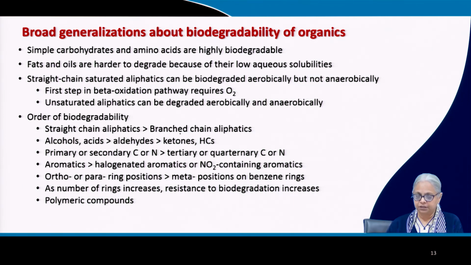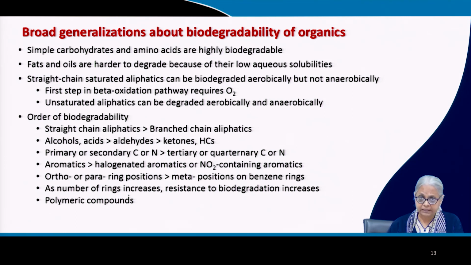Straight chain is easier than branched. Alcohols and acids are easier than aldehydes, easier than ketones and hydrocarbons. Hydrocarbons are what you see in petrol. Primary and secondary carbon and nitrogen is easier to degrade than tertiary or quaternary carbon and nitrogen. Aromatics are greater than halogenated aromatics or nitrate containing aromatics. Ortho and para ring positions are easier to degrade than meta ring positions on the benzene ring.